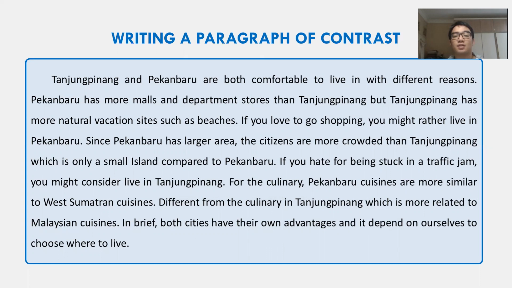Since Pekanbaru has a larger area, the city is more crowded than Tanjung Pinang, which is only a small island compared to Pekanbaru. If you hate being stuck in traffic jams, you might consider living in Tanjung Pinang. For the culinary, Pekanbaru cuisines are more similar to West Sumatran cuisines, different from the culinary in Tanjung Pinang, which is more related to Malaysian cuisines. We use the signal words different from over here to show differences or contrast. And finally, the concluding sentence. In brief, both cities have their own advantages and it depends on ourselves to choose where to live.